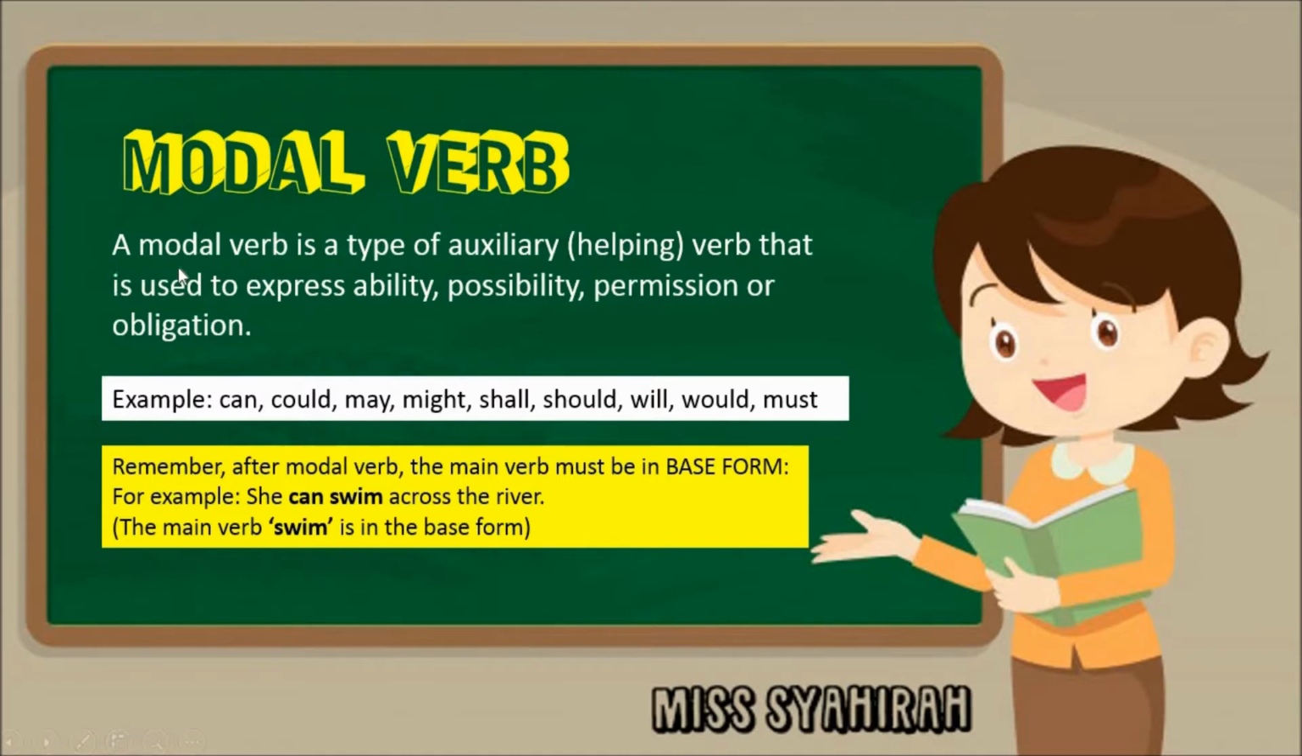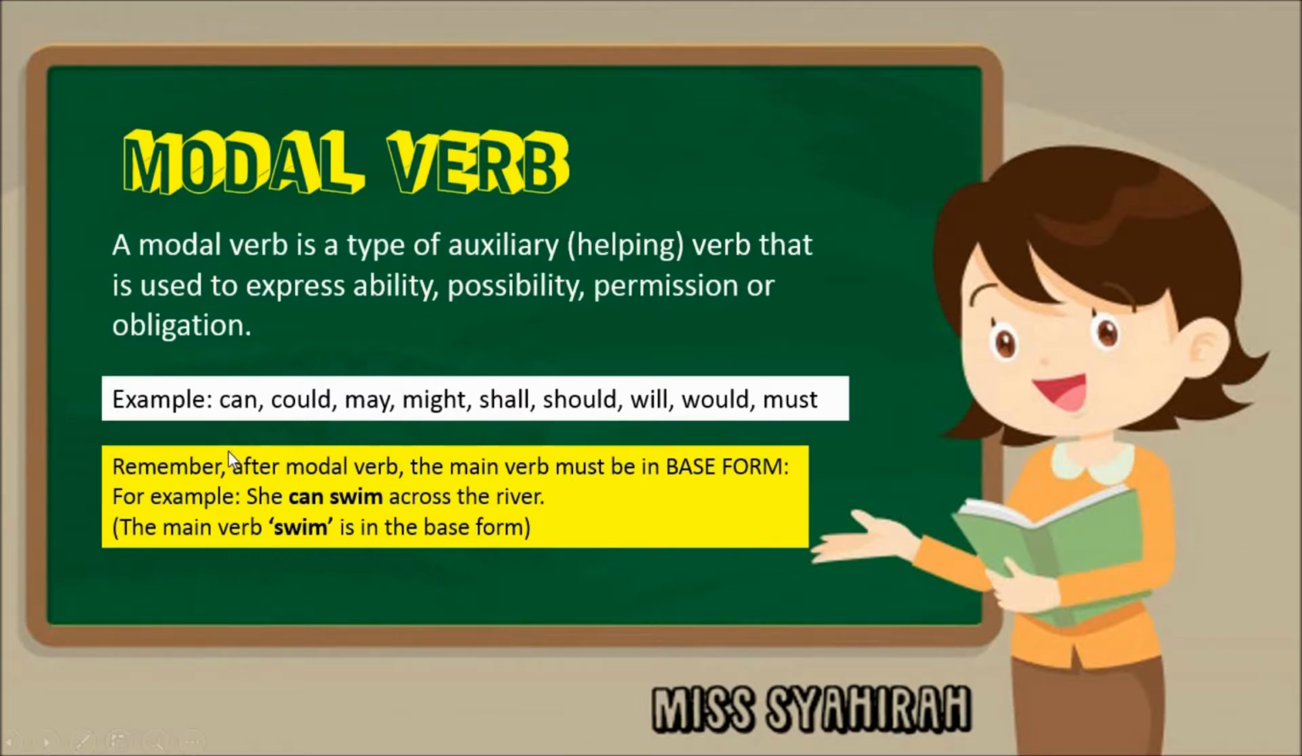So a modal verb is a type of auxiliary, which is a helping verb that is used to express ability, possibility, permission or obligation. So ability means kebolehan, possibility kemungkinan, permission kebenaran, or obligation kewajipan. So examples of modal verbs are can, could, may, might, shall, should, will, would, or must.